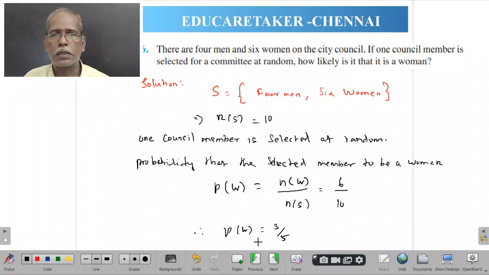Just look at this answer, very simple question. Dear student, we will move to the next question, question number 7 now.